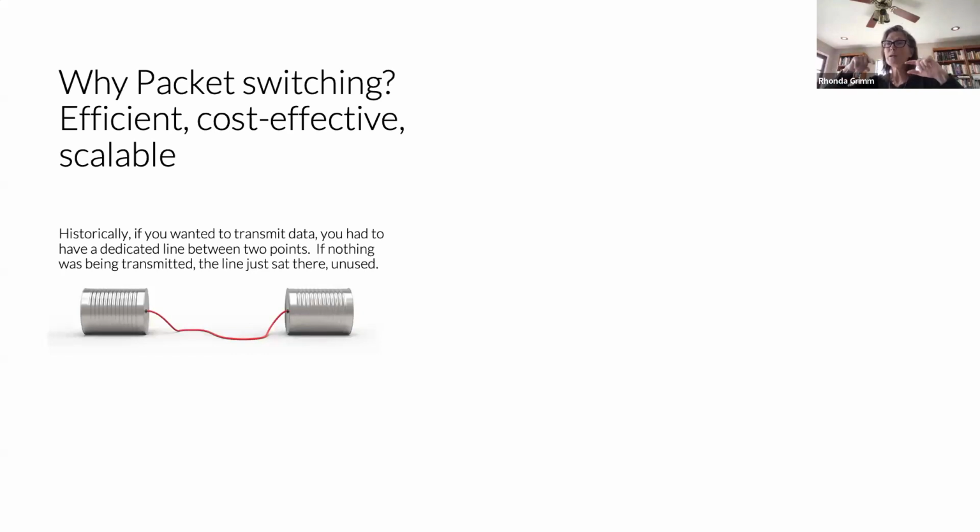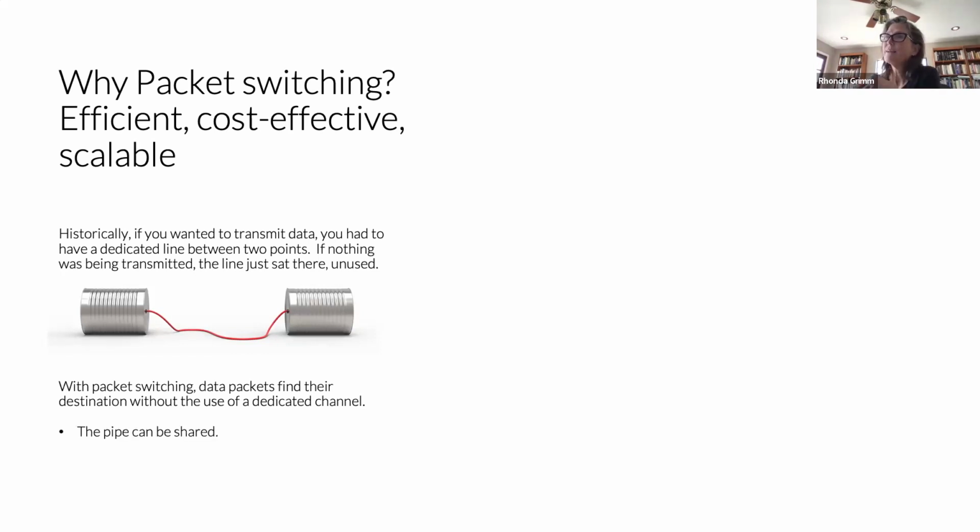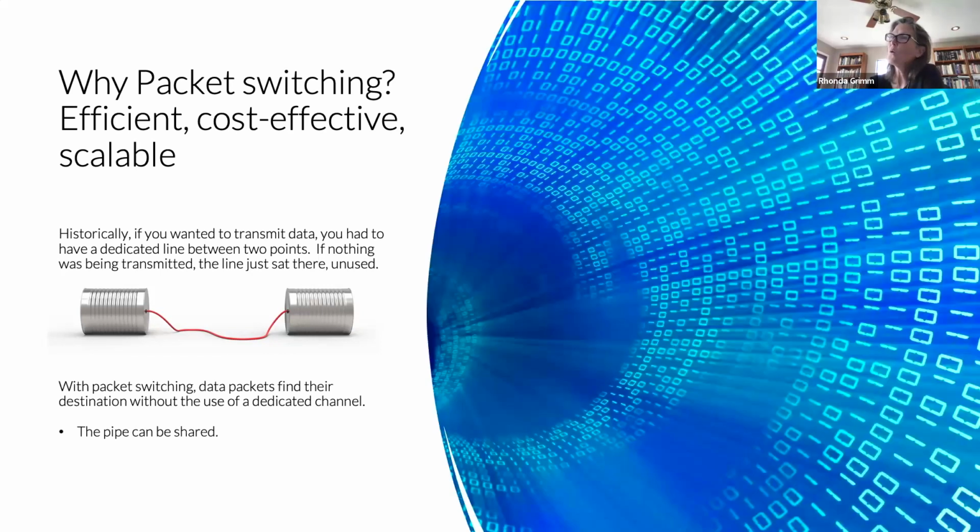And so when you weren't sending anything, the line is empty. Nothing's happening. So in order to bypass this whole thing, they came up with this idea that there's this big pipe and you can share the pipe. So now multiple people, multiple businesses can throw their data onto one big pipe.